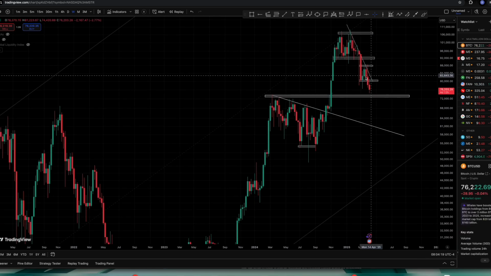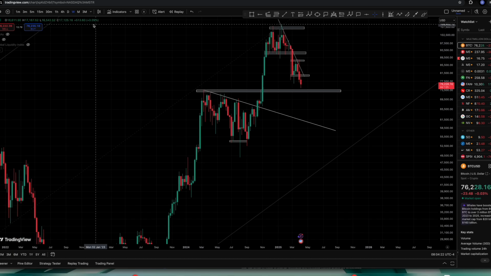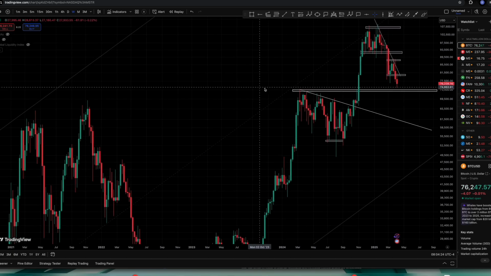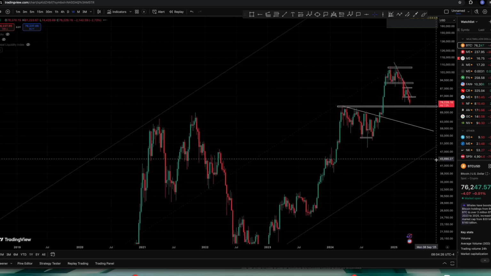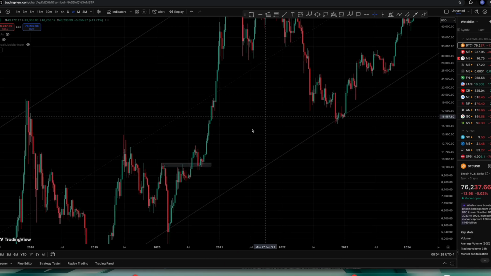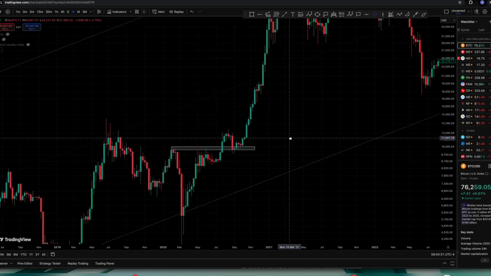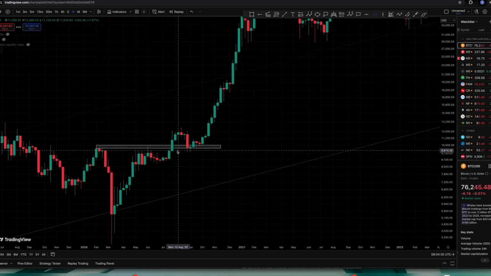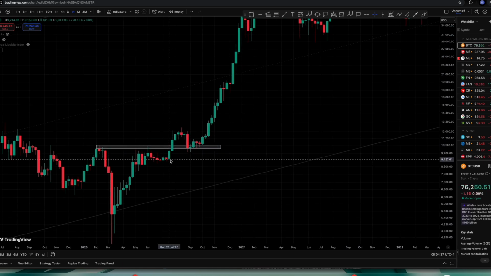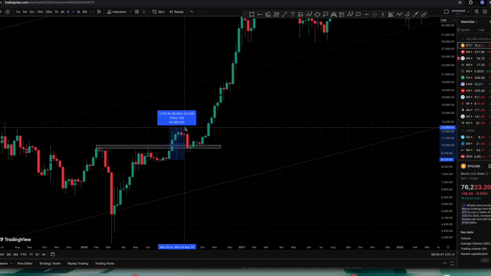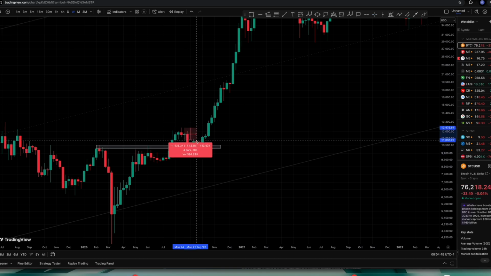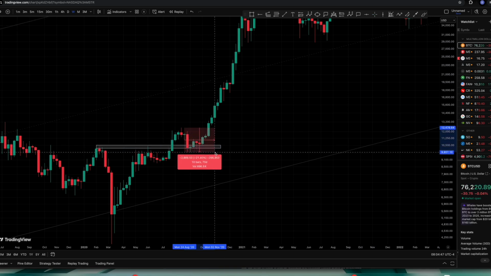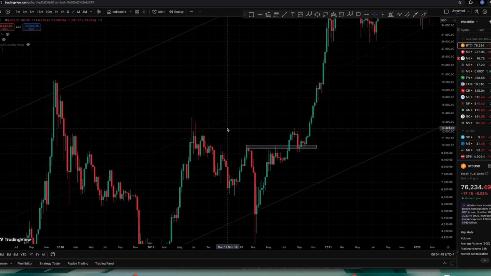In terms of Bitcoin, we have swept this old high. This is nothing new though. If we take a look here, we can see we've swept, we broke out here. It was a 36% move. Everybody's on top of the world. And then next thing you know, it ends up dropping 21% and then rallying up.